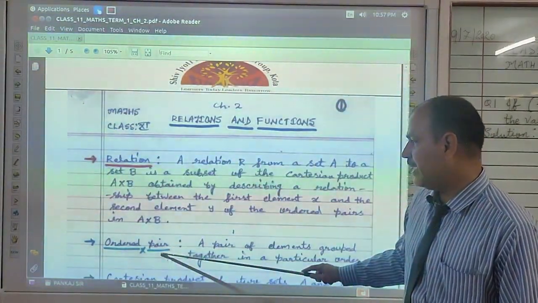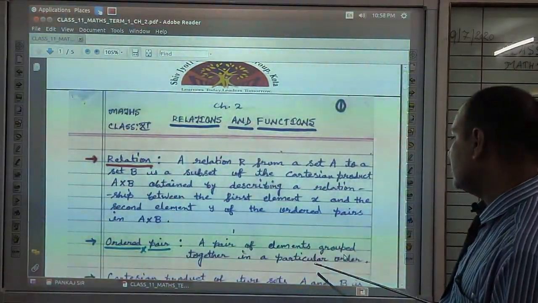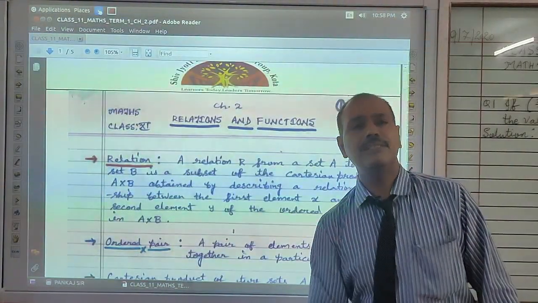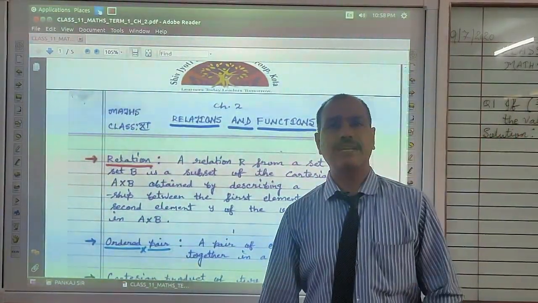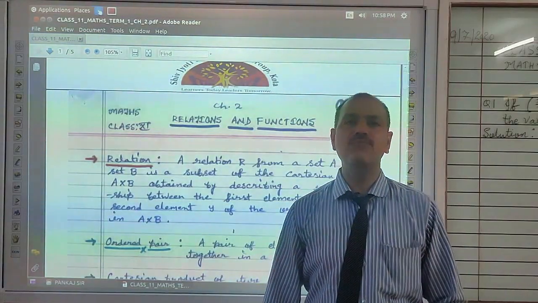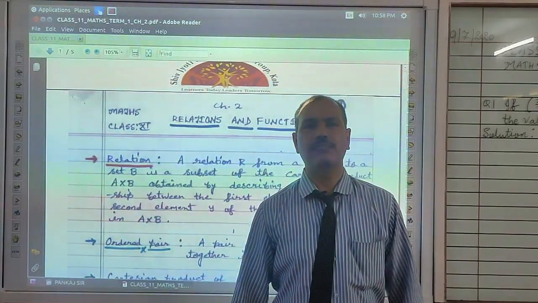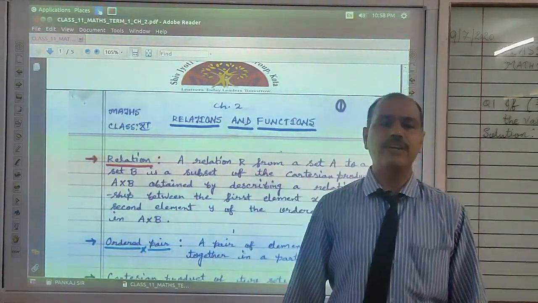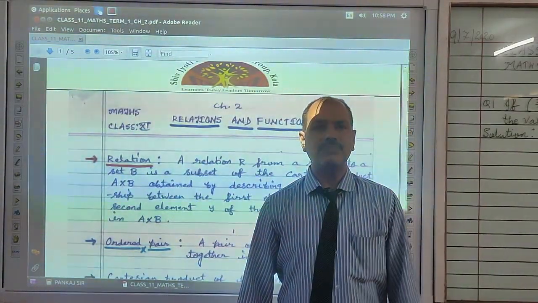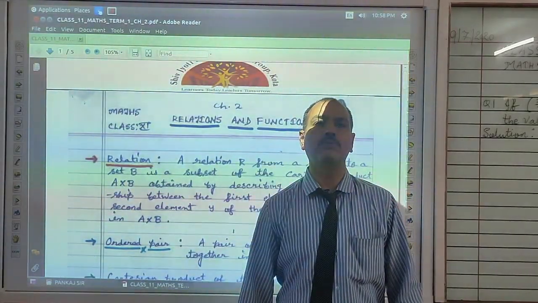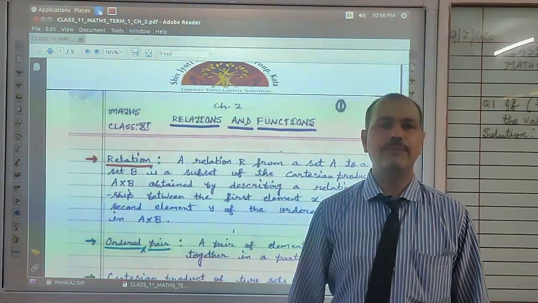Second topic, ordered pair. A pair of elements grouped together in a particular order. For example, if x and y are two elements, the value of x is equal to 1 and the value of y is equal to 2, so we can write in order (1, 2). One more example, when x is equal to minus 1 and y is equal to minus 2, then the ordered pair is (minus 1, minus 2) in brackets.